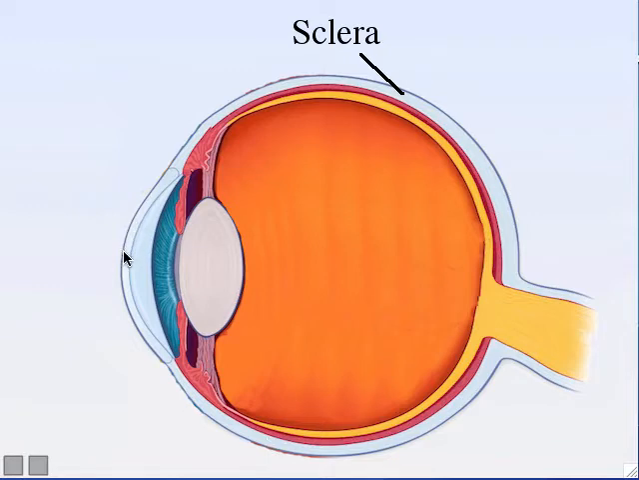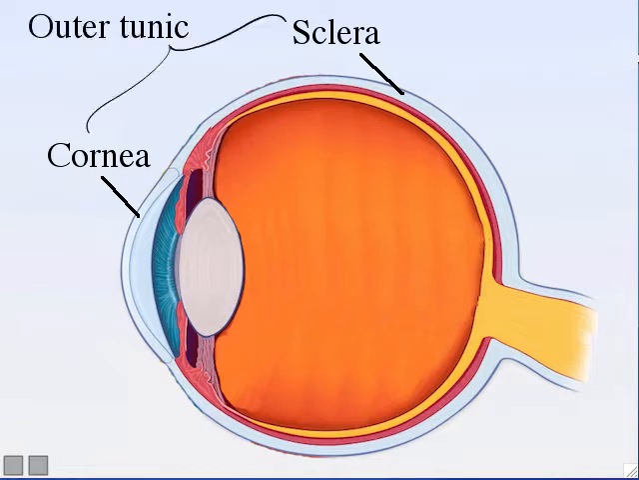But right here in front of the pupil is another part of the outer tunic that's clear, and that part is called the cornea. The clear region of the outer tunic is the cornea, and it has to be clear so that light can pass through it and then go through the pupil, and enter the eye. Okay, so the sclera and the cornea together are the outer tunic of your eye.